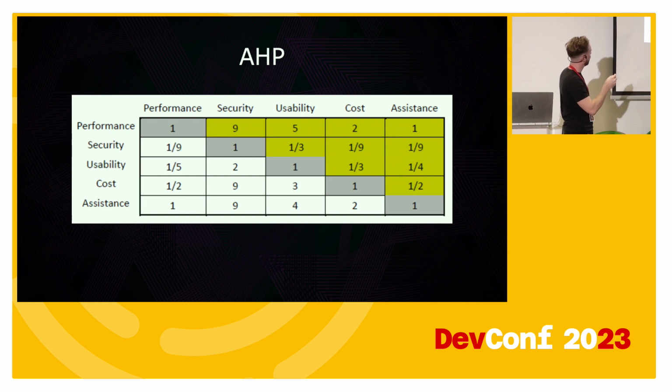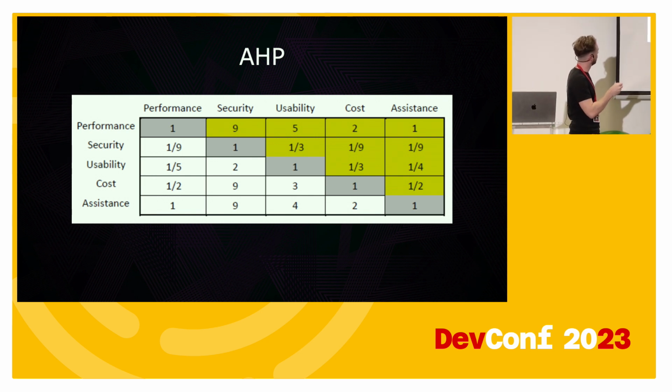So we care what's more important, performance or security. Apparently we choose performance. I don't know why, but okay. Sure, and you give it in this case a 9. That means this cell gets auto-filled with 1 versus 9, or 1 divided by 9, so the exact opposite. And you keep working this row.